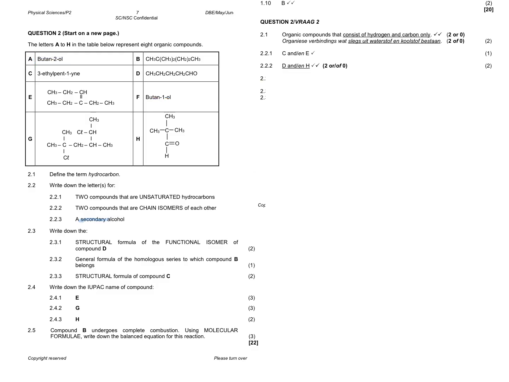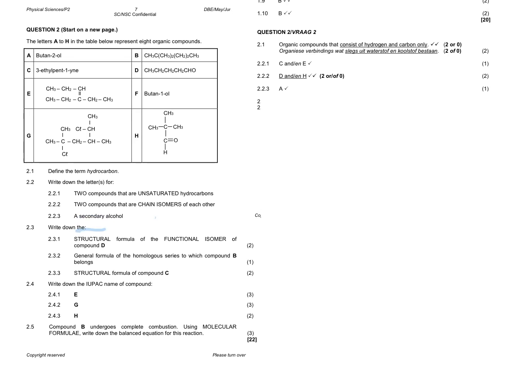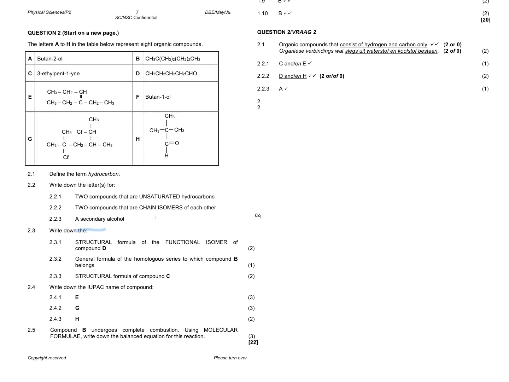So for 2.2.3, the answer is going to be A. If I can move this thing. A, see there? Okay. Then 2.3.1, we really do need to learn quite a lot of language here. We want the structural formula of the functional isomer of compound D.